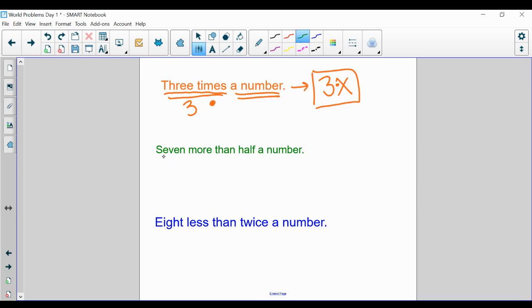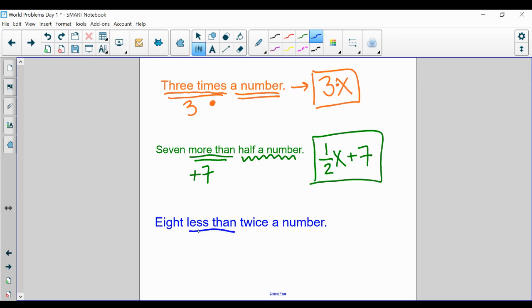For the next one, it says 7 more than. More than implies addition, and I'm going to add the number 7 to something. That something is indicated over here. I have the number half, and I'm going to take half of a number. Again, that number is not known, so we're going to use the variable x, and then I'm adding 7 to it at the end. So I have half of a number, and I have 7 more than half that number.